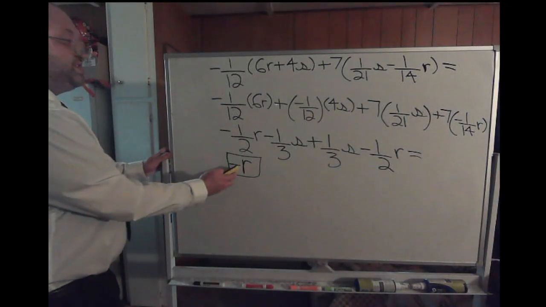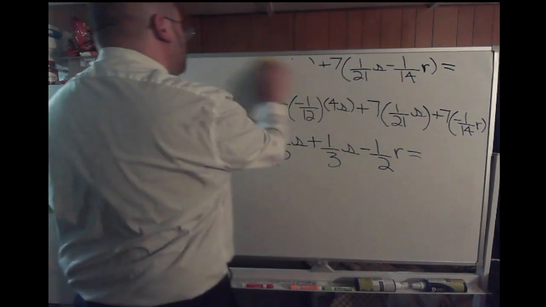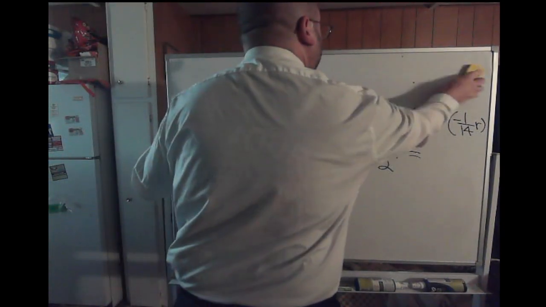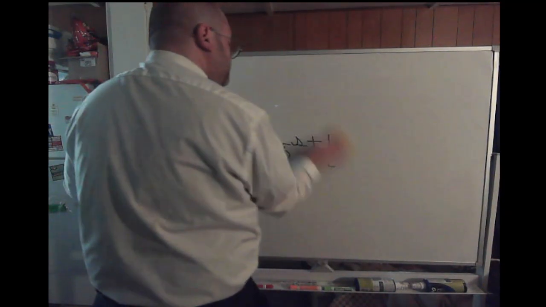All that work just to get negative r. And sometimes it comes out that way. You'll do all that work just to get a simple solution, but that's what it turned out to be. Do a couple more examples here at least.